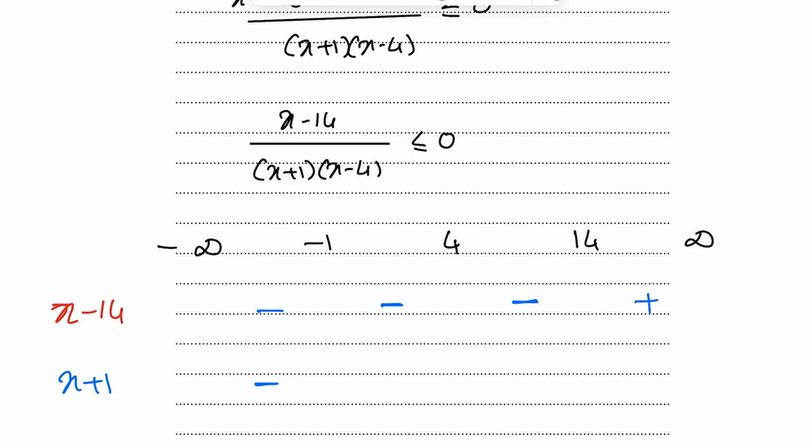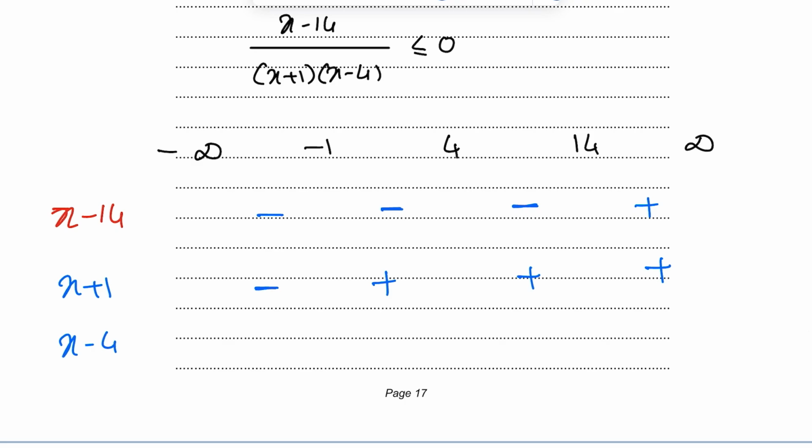And from negative 1 to 4 it will be positive. This is positive and positive. For x − 4, it will be negative, and it is still negative, and then positive and positive.